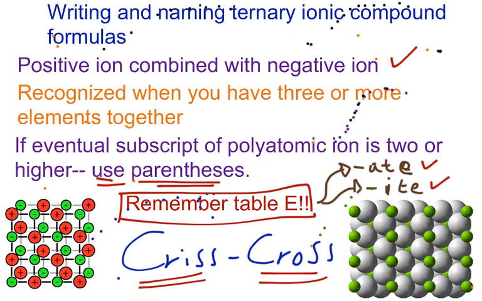Okay, guys. As always, hard work plus sacrifice equals success. I did a combination of writing and naming polyatomic ion formulas for ionic compounds. It's very simple. Remember, use table E, follow the rules, and you'll be okay.